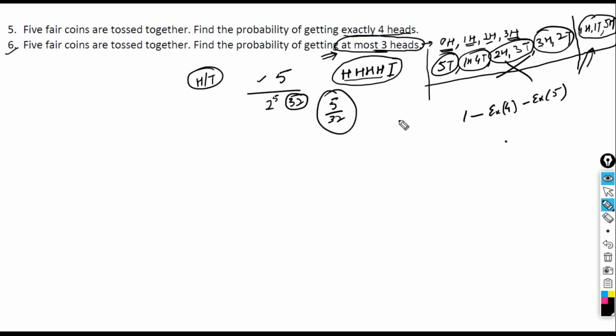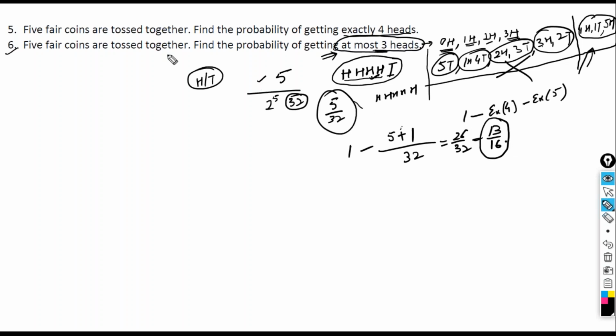We have already discussed that total possibilities are 32. In 5 ways we can get exactly 4 heads. In only one way we can get exactly 5 heads. So this is the probability of getting at least 4 heads, which is not required. Required is at most 3 heads, so it has to be subtracted from 1, which comes out to be 26 by 32, which is 13 by 16. Is it clear, everyone?